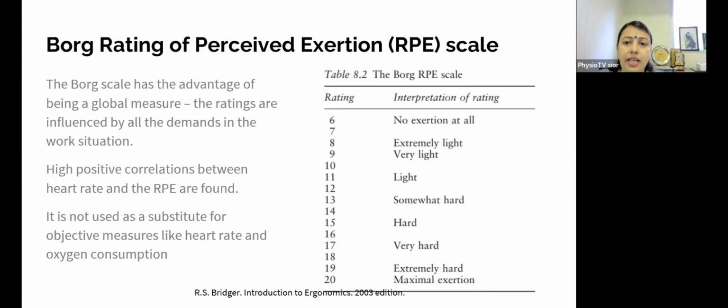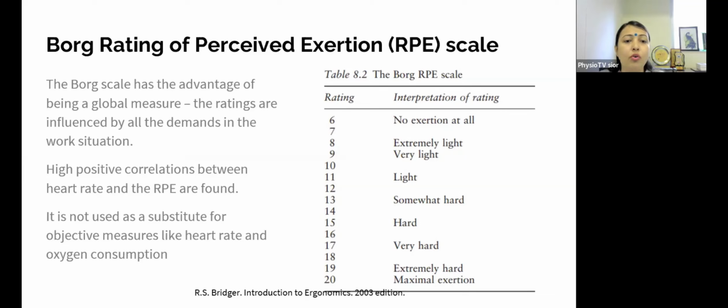Now, this scale we are all well versed with because we use it in our daily routine, and it's an excellent scale when it comes to the perception of your worker. So the Borg scale has the advantage of being a global measure. The ratings are influenced by all demands in work situations. So even if a person is not doing frequent manual material handling, if the person is doing infrequent manual material handling, even then you can use this scale, or on a daily basis too.